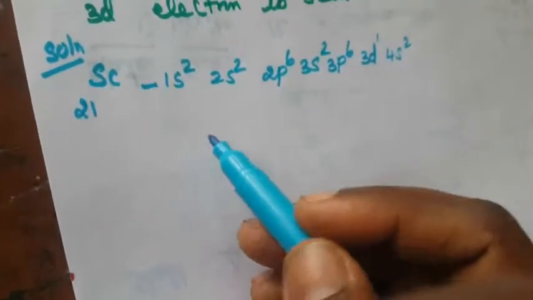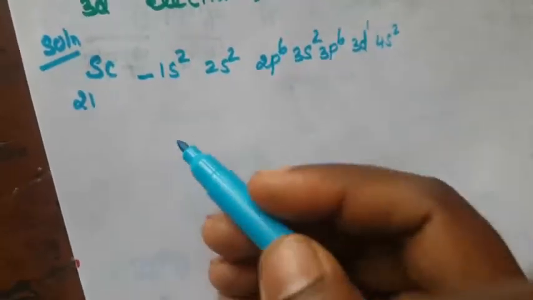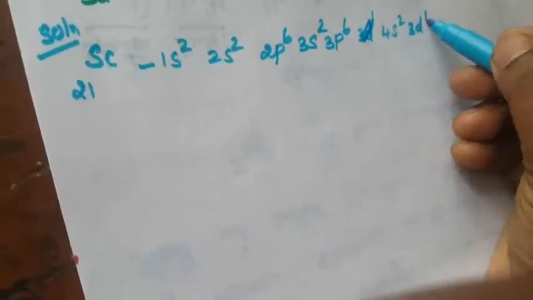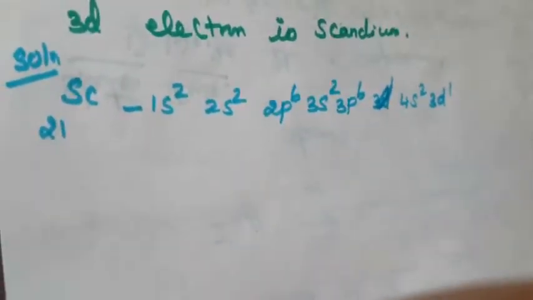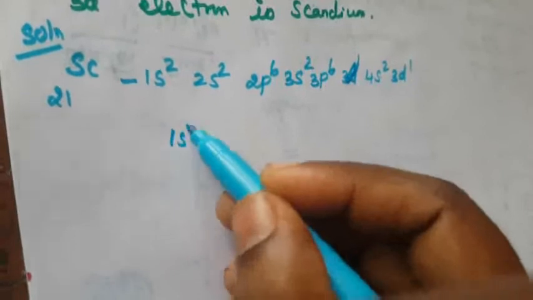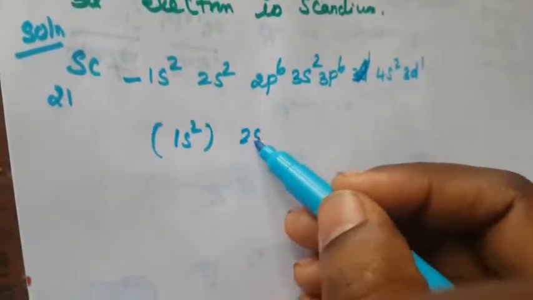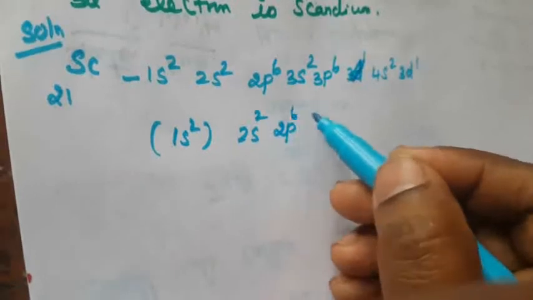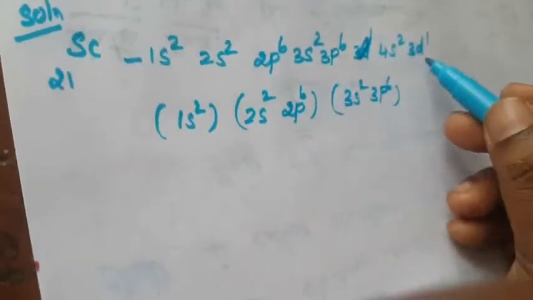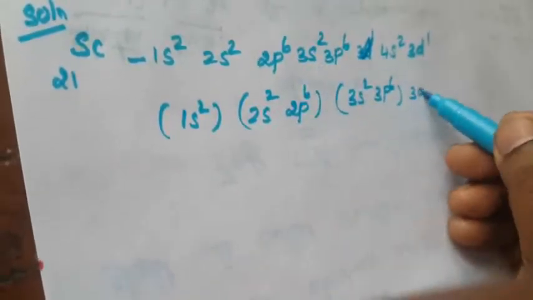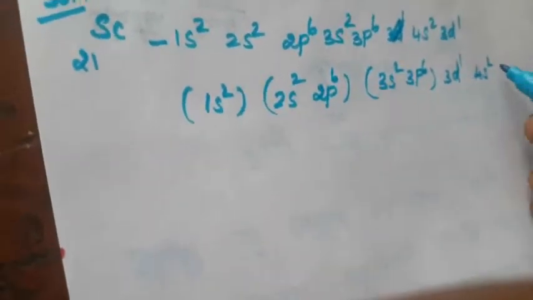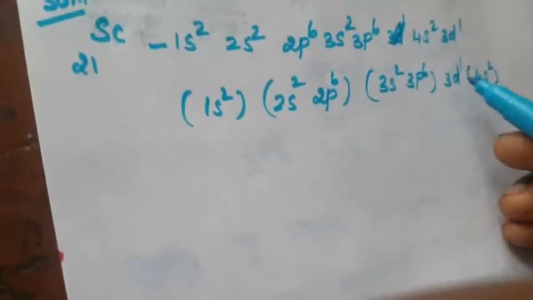So the next step is grouping. We can rearrange the electrons according to that rule. First is 1s2, right? Then 2s2, 2p6, right? Then 3s2, 3p6. Then the 3d1, and finally the 4s2. Okay, so this is the 4s2 electron. Now this is the grouping.